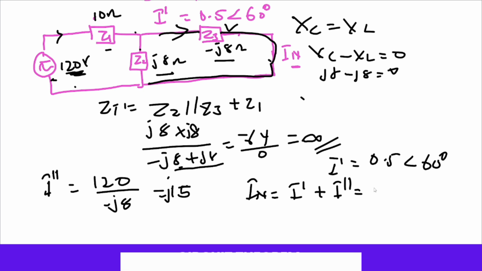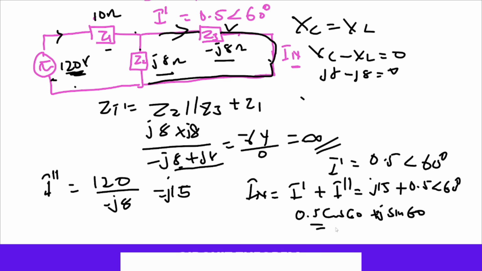So you see that this one we had to be J15, right? But this one is in terms of angle, so we need to convert 0.5 angle 60 degrees. Now we know how to do that. This is the same as 0.5 cos 60 plus J 0.5 sin 60. And that will give us 0.25 plus J0.433. Okay, so this is what we have. So we are just going to add it to the value we had.